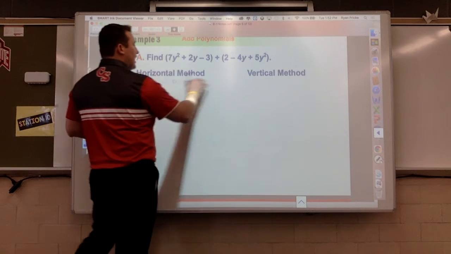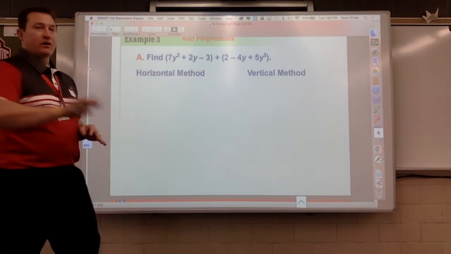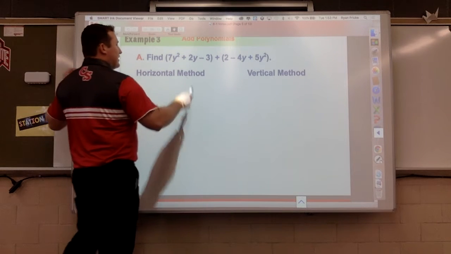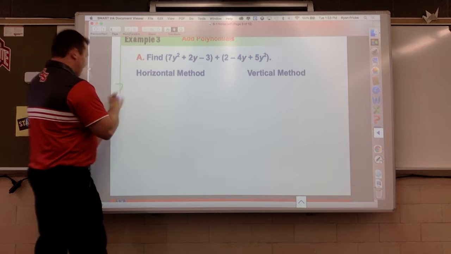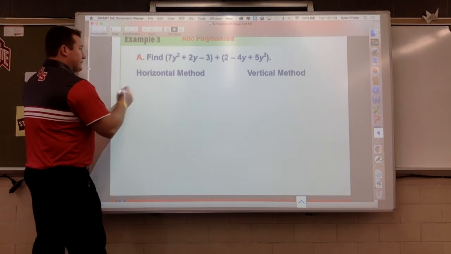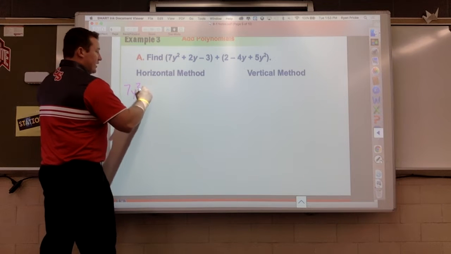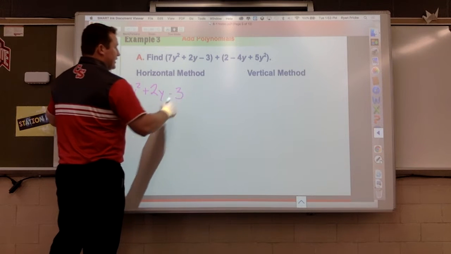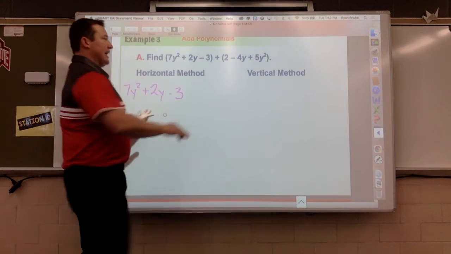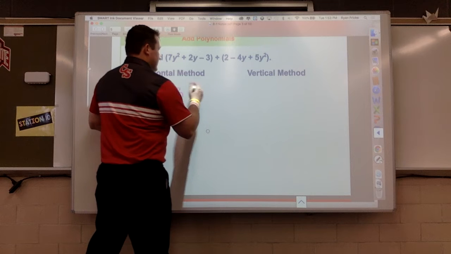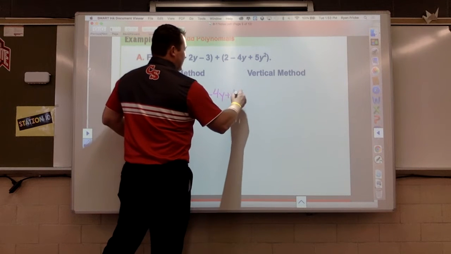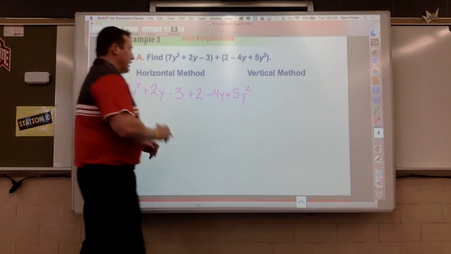I'll show you 2 different methods. Don't care which one you do, just whichever one you like better. Horizontal method says literally just keep them the way they are. Let's do this one. All right. So 7y squared plus 2y minus 3, right? And we are adding this expression to it. I don't need to change any of these signs in here. So you're going to add 2 minus 4y plus 5y squared.